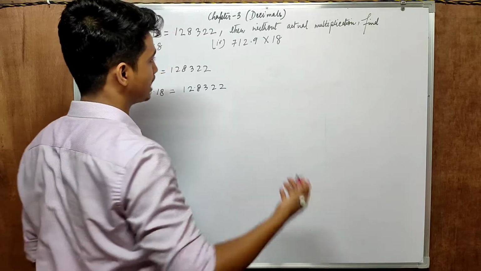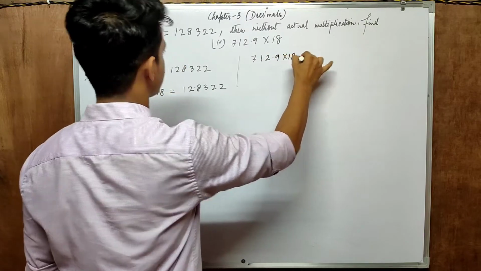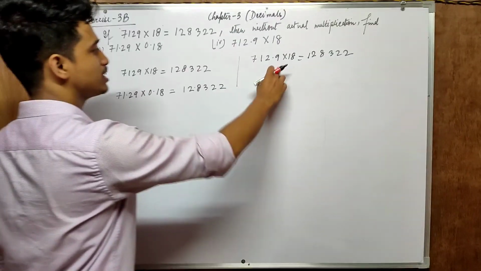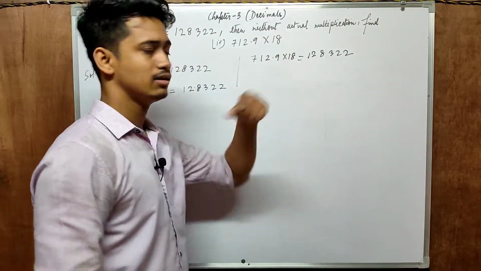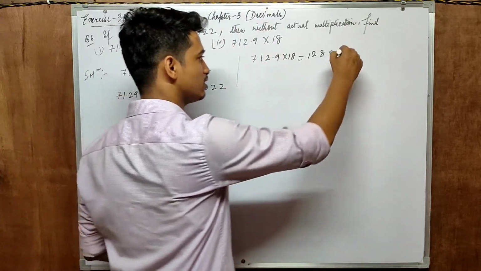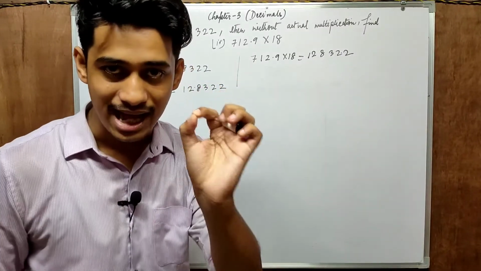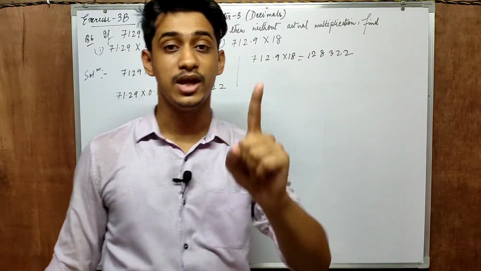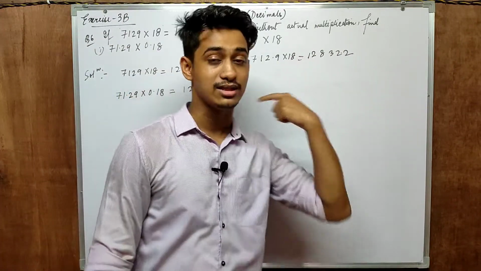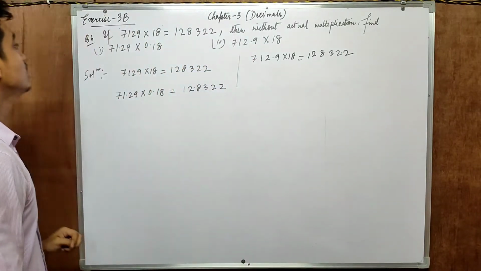Now in question number 4, what do you think the answer will be? Just see: 712.9 into 18. Just write down the answer once again: 128322. Right? So after the point, how many digits are there? Only 1. So the answer will be 12832.2. Make sure you count from the right, not from the left. If you count from the left, then the answer will be wrong. That's about this question.